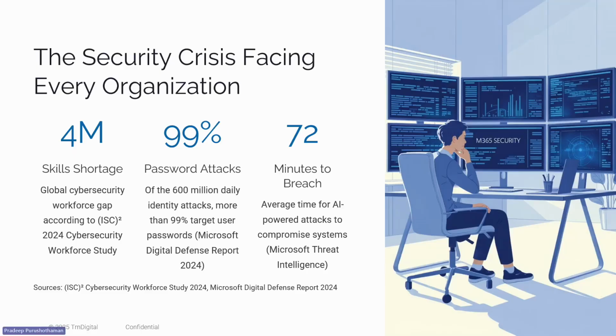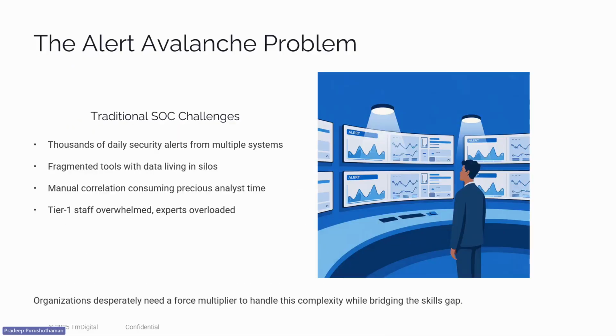One of the other crises is that attackers can compromise systems within an average of 72 minutes after a user clicks on a malicious link. This again is coming from Microsoft Threat Intelligence, and all of this is possible because of AI as a toolset for the attackers. We'll go through a few other problems faced by today's SOC teams.